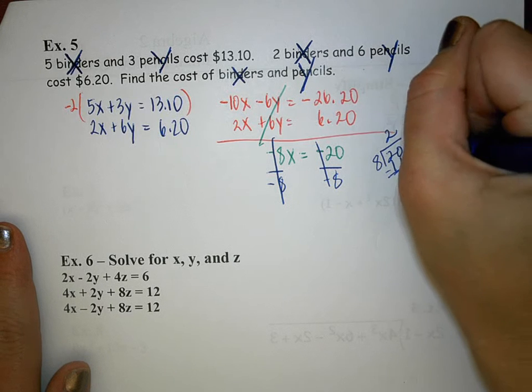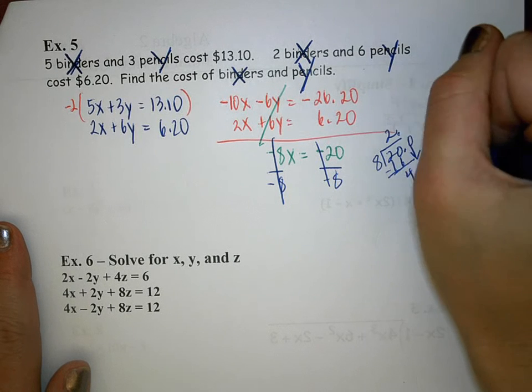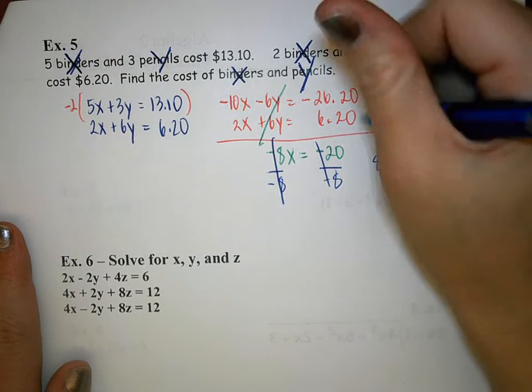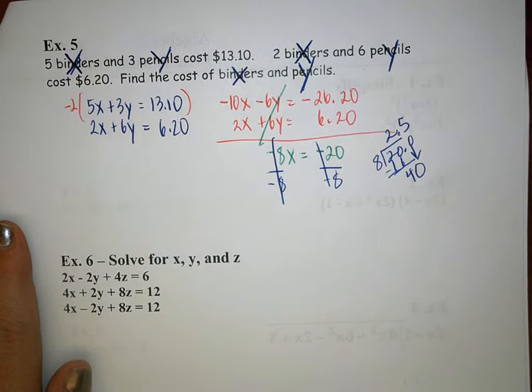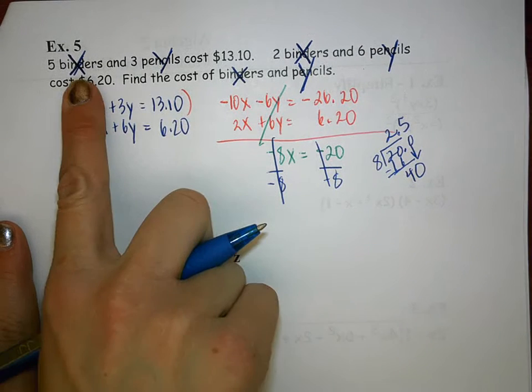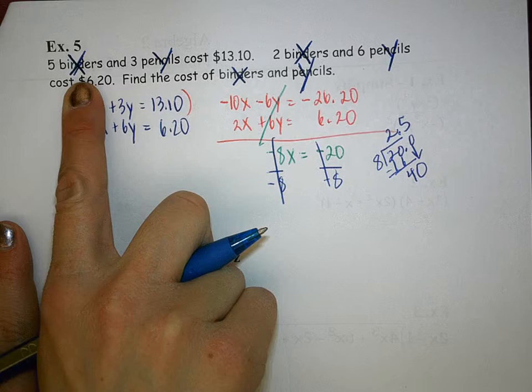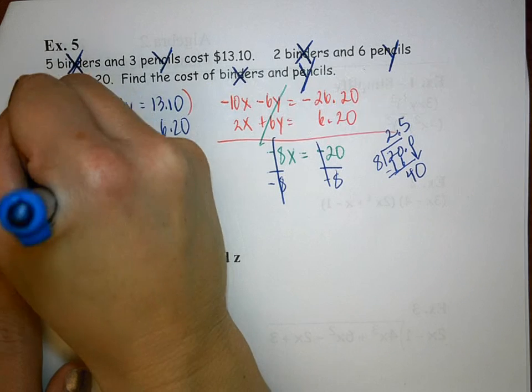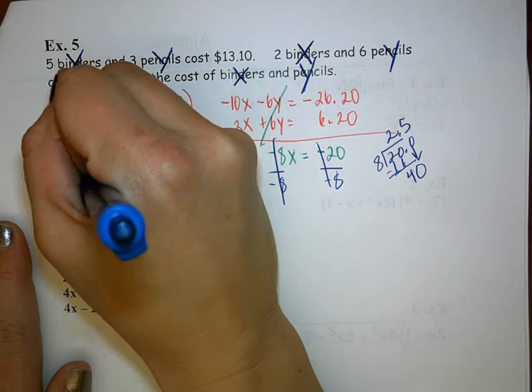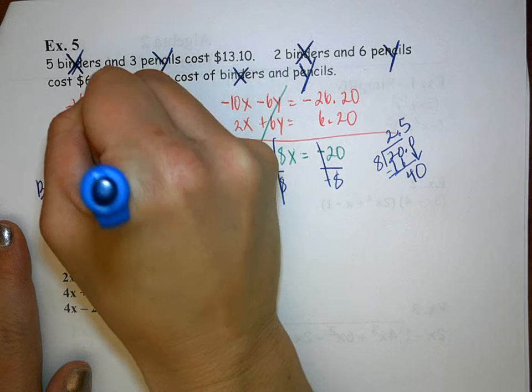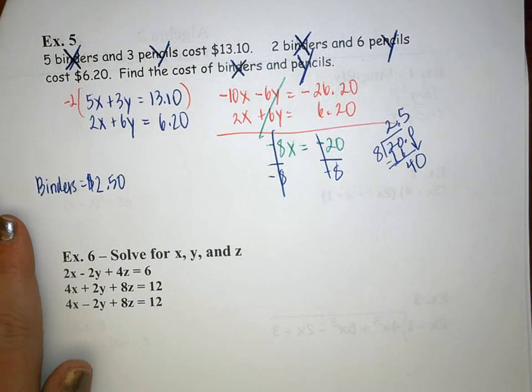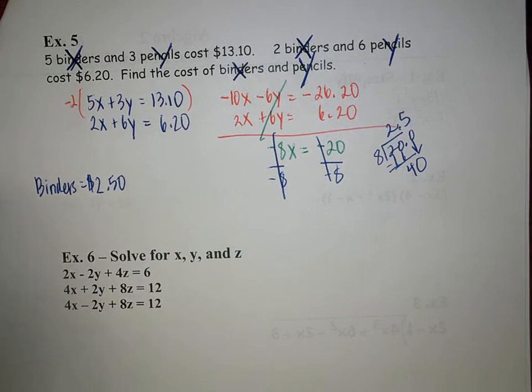So I'm going to add a decimal and a 0. And how many 8s are in 40? 5. So that means that x represented binders. So binders equals $2.50. So now I still need to find pencils. Which equation do you think would be the easiest to use? Good.